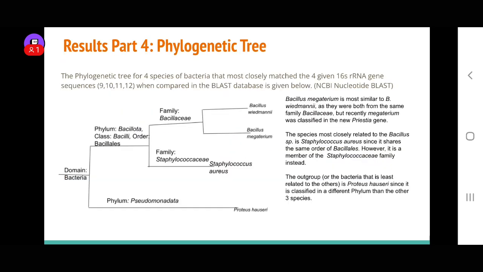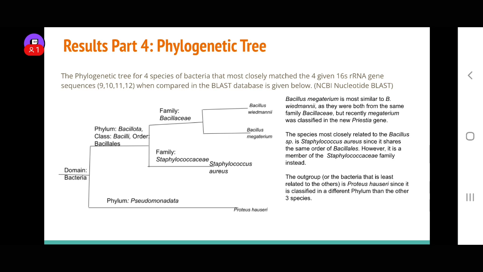After the sequences of 4 unknown bacteria were given to us by the lab instructor, they were cleaned up in computer software and then compared towards the BLAST database for known genetic sequences of other bacteria for their 16S rRNA gene. From that data and the comparison between the species and the unknowns, a phylogenetic tree is possibly built.